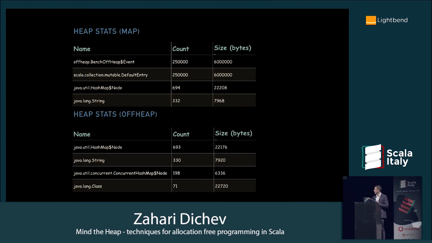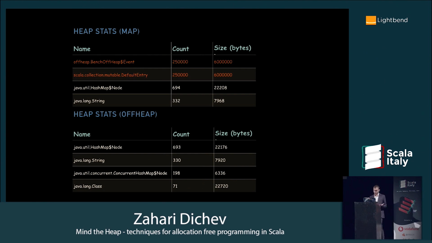And again, looking at the heap stats, you can see that in the default implementation based on a mutable map, you have all the events being in the map as well as the default entry, which is kind of a helper data structure of the map itself.